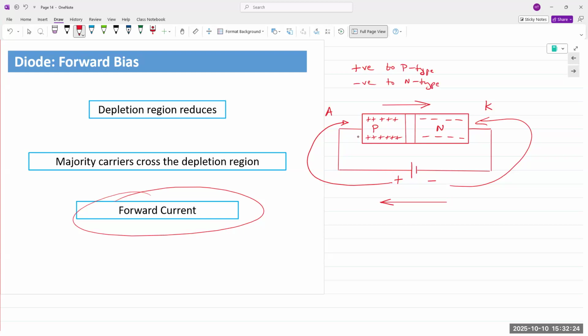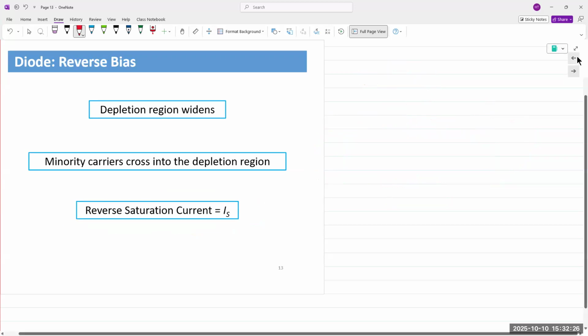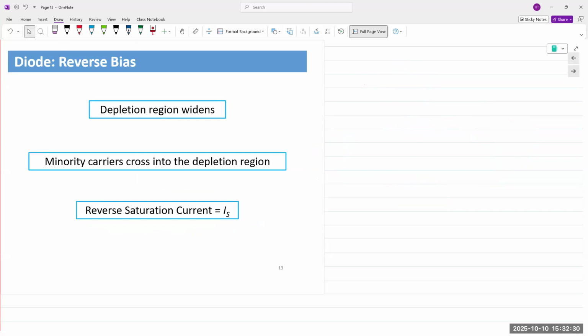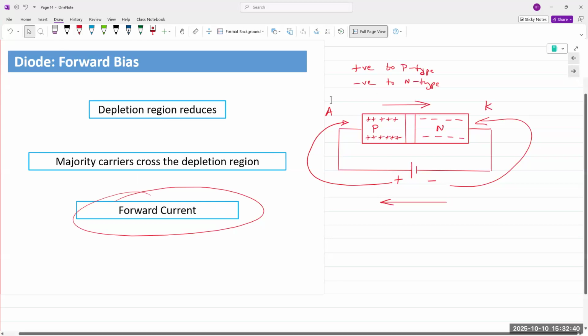Speaking of which, let's look at the reverse bias. So in reverse bias, we are flipping the sign of the applied voltage. So I'm going to be lazy a little bit. I'm going to simply copy this.